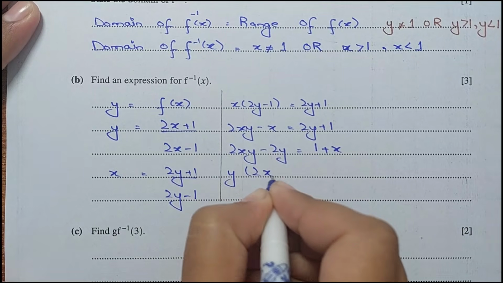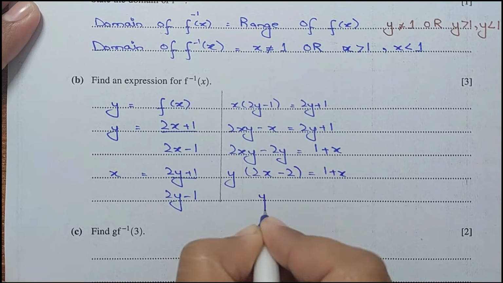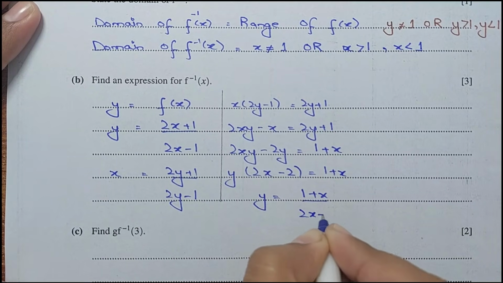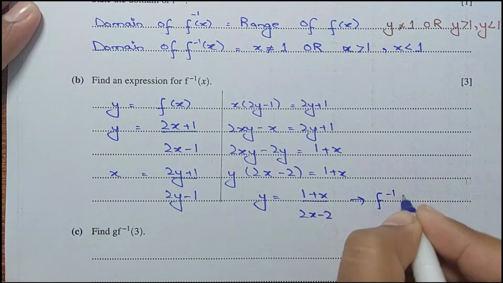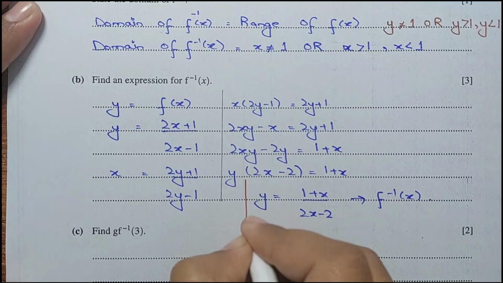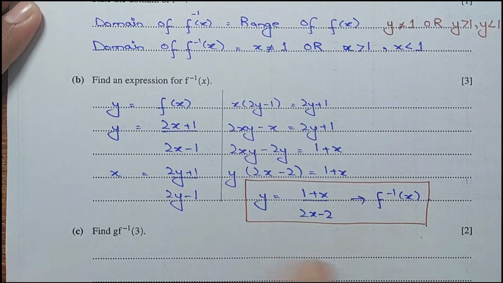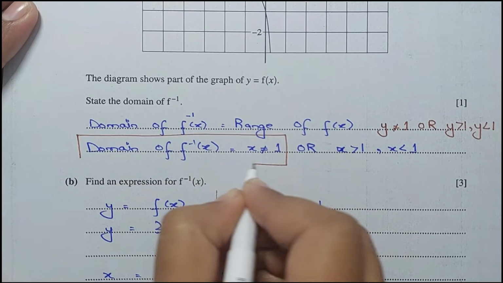We are left with 2x minus 2 equals 1 plus x, and this y is (1 plus x) over (2x minus 2), and this is my f inverse of x. That is the expression for f inverse of x, we can say. And this would be the domain for f inverse.